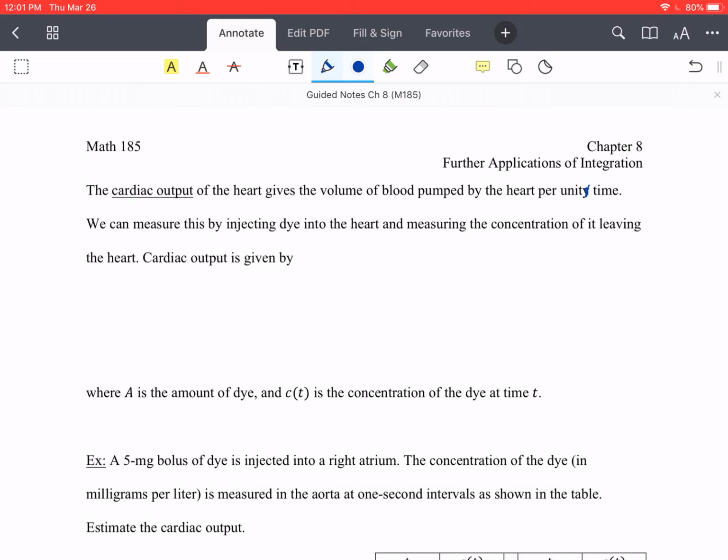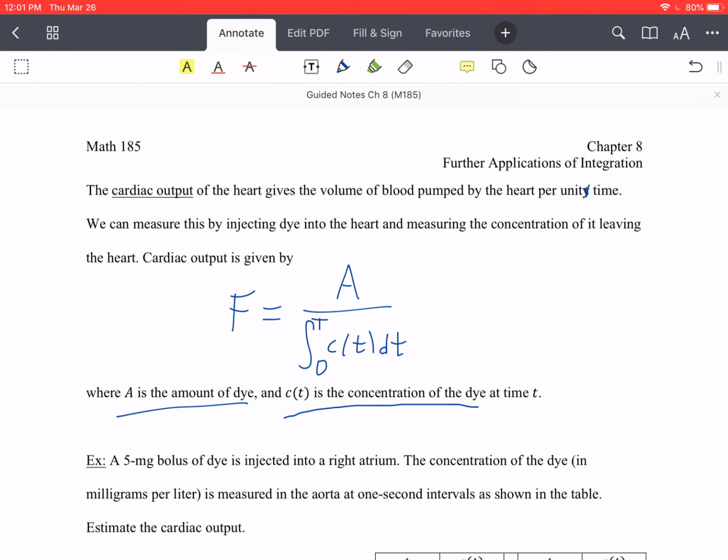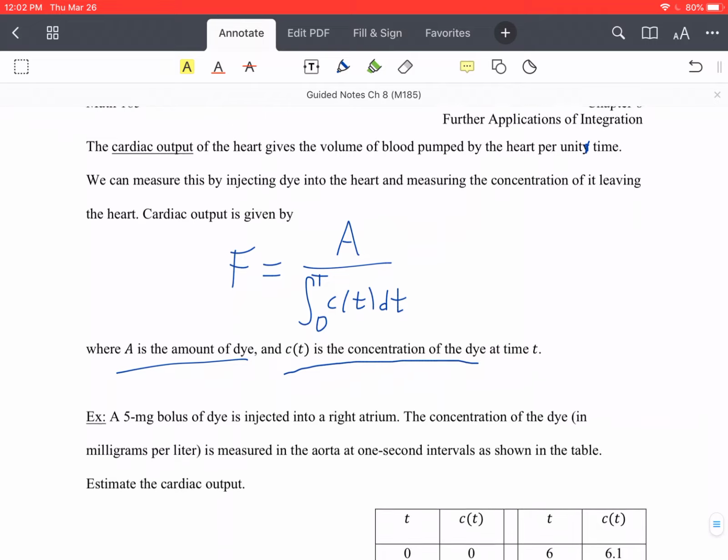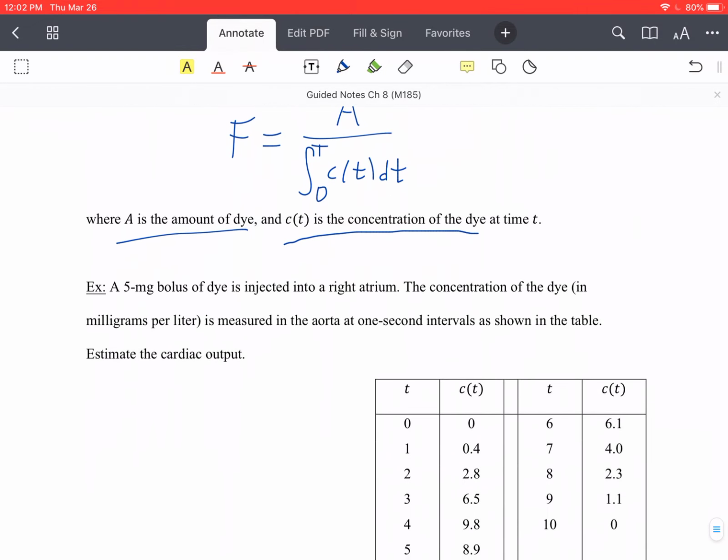Cardiac output is given by this formula: F equals A over the integral from 0 to t of C(t) dt. This is where A is the amount of dye that's administered, and C(t) is the concentration of the dye at time t. Okay, so if we know the amount of dye and we know the concentration at any given time, we can then find the cardiac output of this heart. Okay, so let's look at an example.